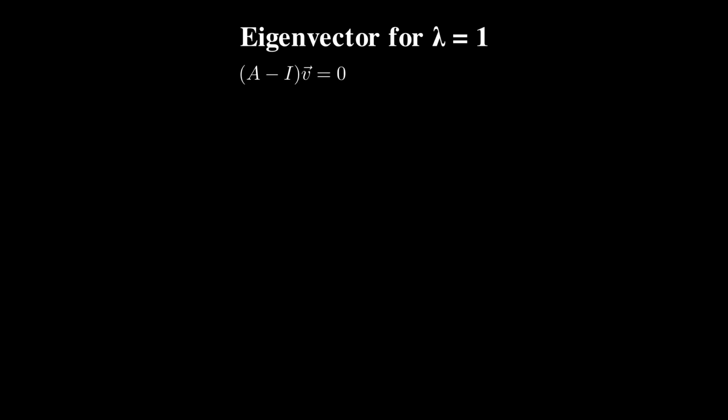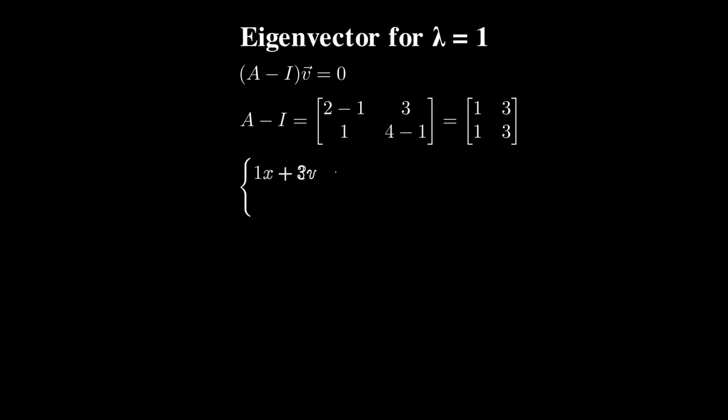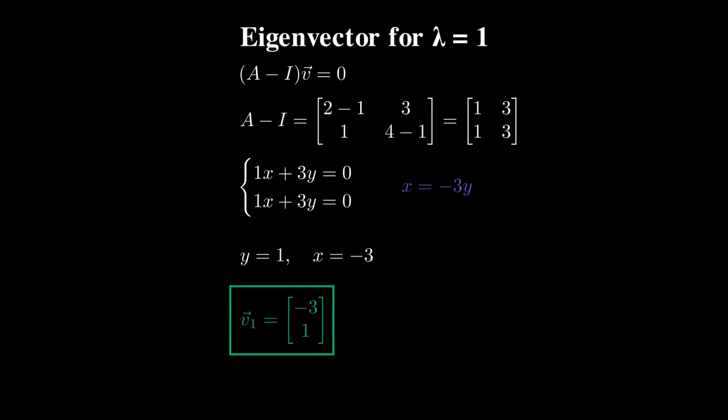Now, let's solve for the eigenvector corresponding to lambda equals 1. We compute A minus the identity matrix. That gives us this matrix. Setting up the system from this equation gives these equations. From the first equation, we see that x equals negative 3y. We can choose y equals 1, which gives x equals negative 3. So the eigenvector for lambda equals 1 is (-3, 1).